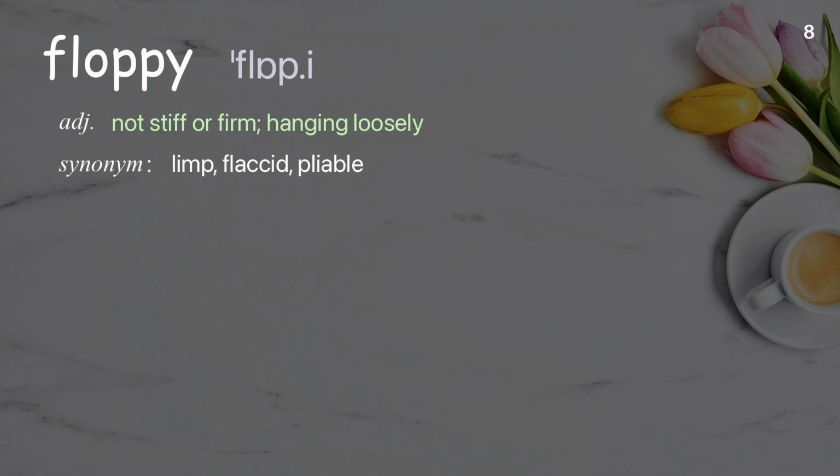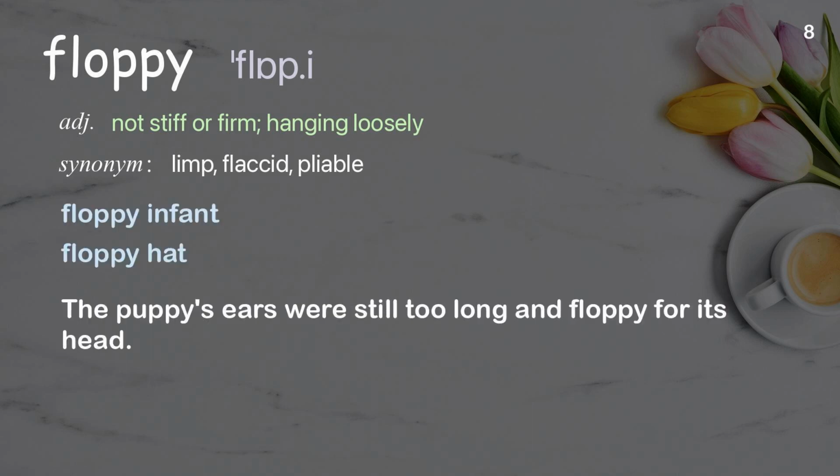Floppy. Not stiff or firm, hanging loosely. Examples: Floppy infant. Floppy hat. The puppy's ears were still too long and floppy for its head.